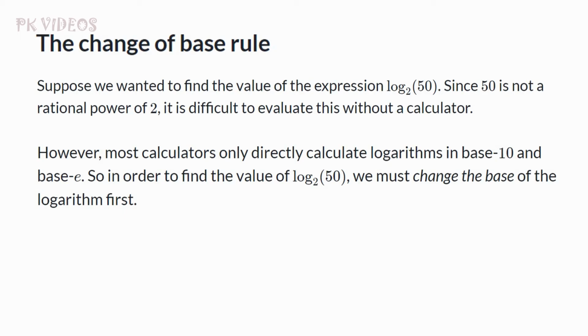However, most calculators only directly calculate logarithms in base 10 and base e, that is the natural logarithm. So, in order to find the value of log 50 to the base 2, we must change the base of the logarithm first. If you see in the calculator, we only have 2 types of logarithm. That is normal log and another one is ln. Normal log is log with the base 10 and ln is the natural log, which is the log to the base e. e is a constant number.